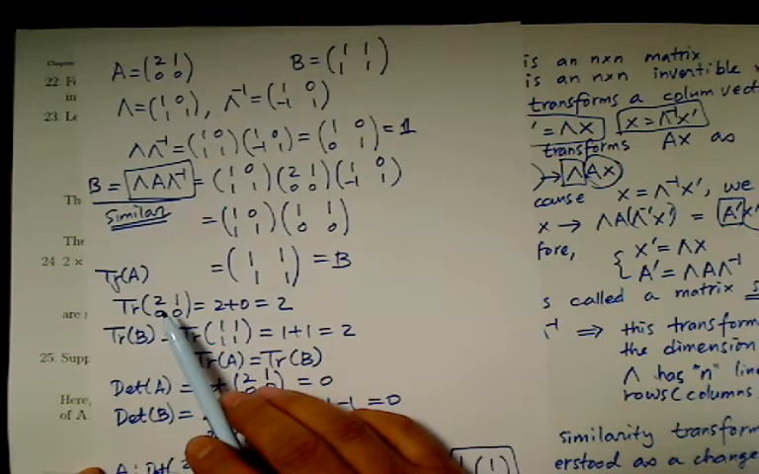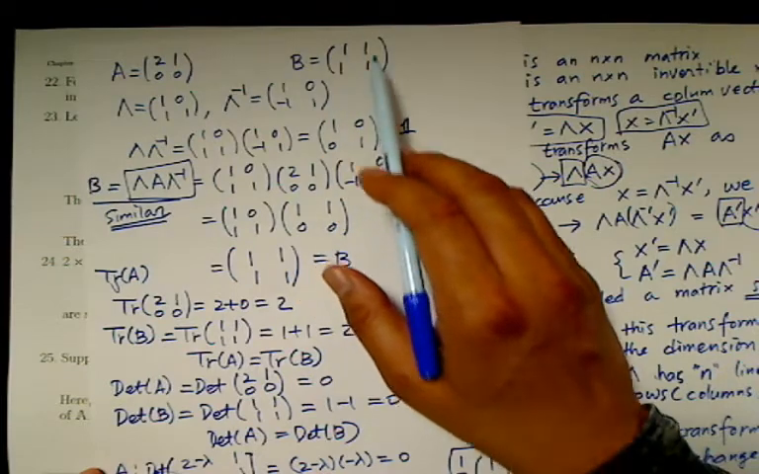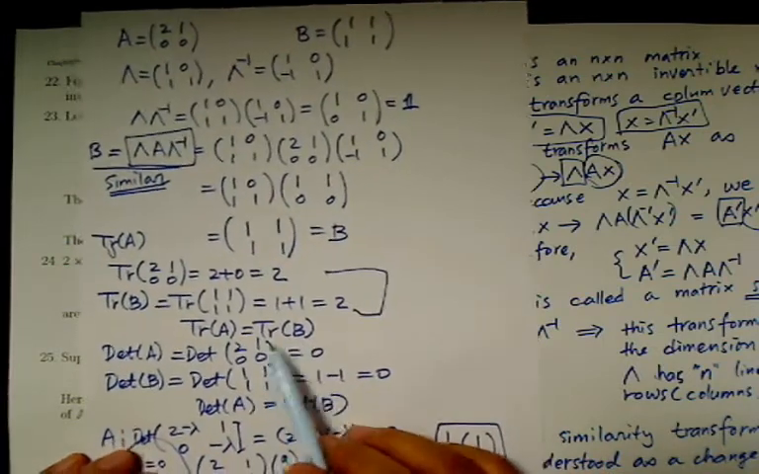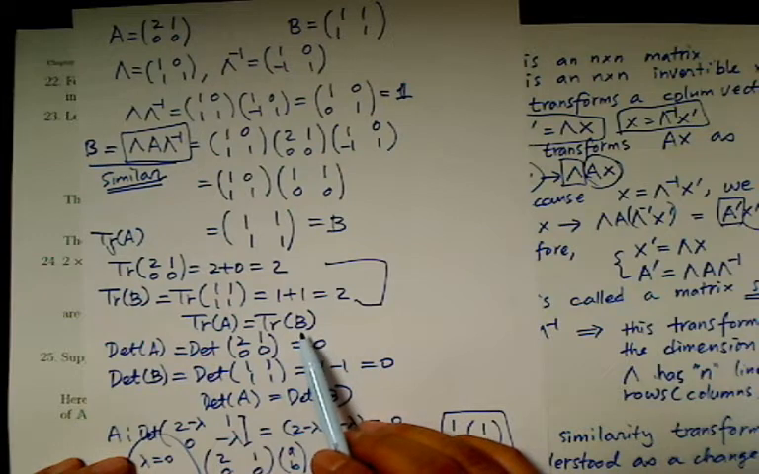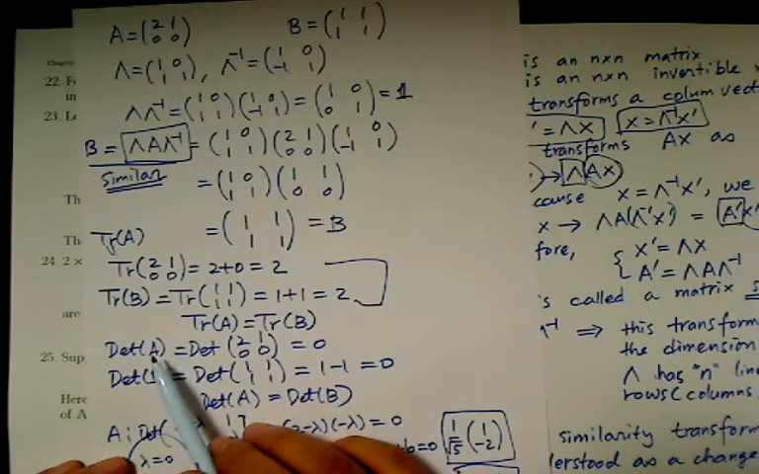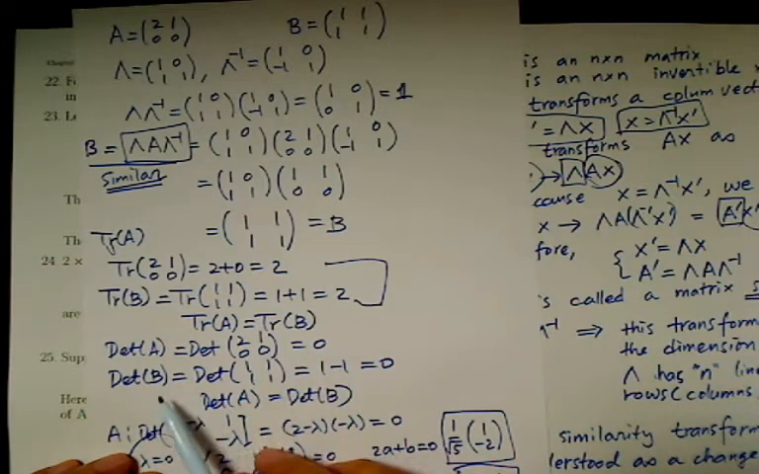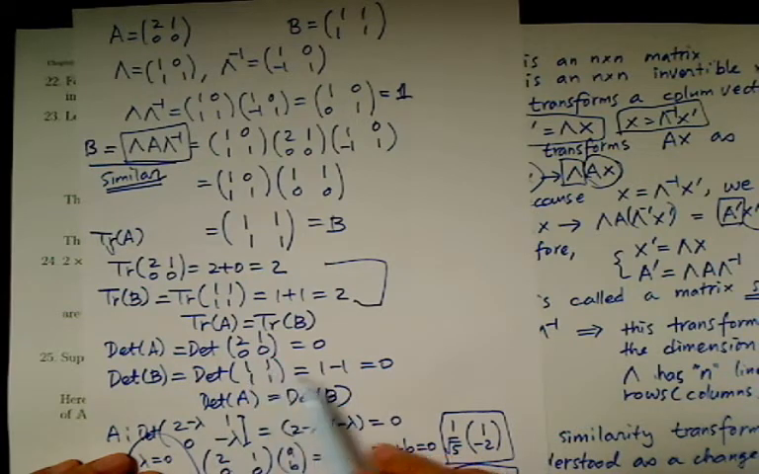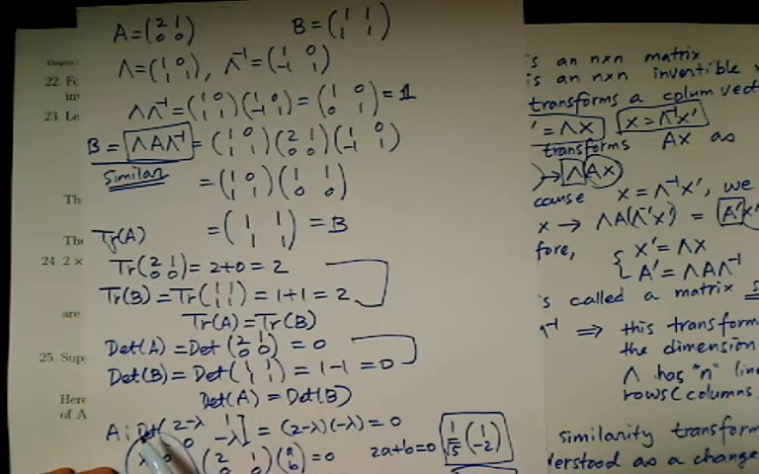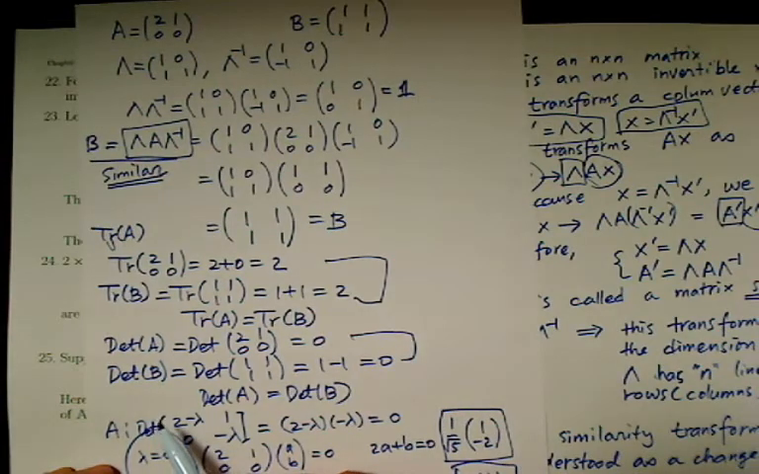Let us consider the trace of A. The trace of A is 2 plus 0, which is 2. What is the trace of B? This is 1 plus 1 equals 2. The trace of A and trace of B are the same. And actually, under the similarity transformation, the trace is conserved. We will prove this later. What's the determinant? The determinant of A is 0 minus 0, which is 0. The determinant of B is 1 minus 1, which is 0. Determinant of A equals determinant of B. So under the similarity transformation, the determinant is also preserved. And actually the eigenvalues are also preserved.